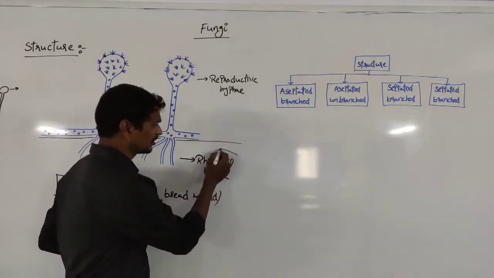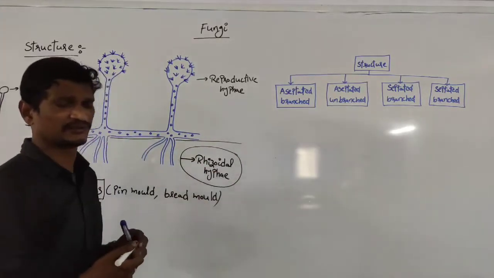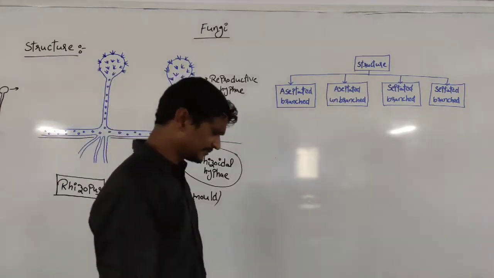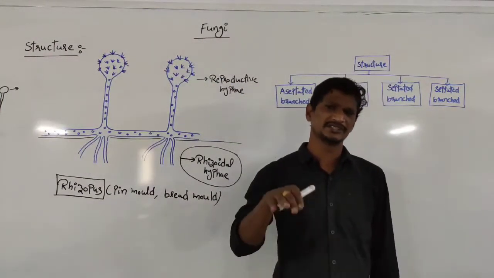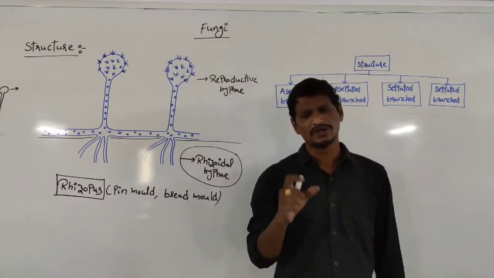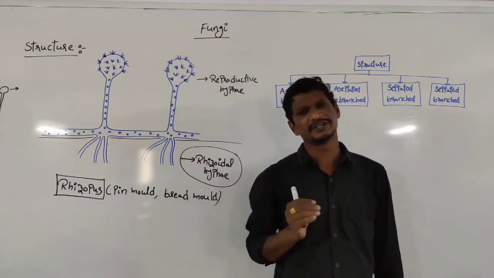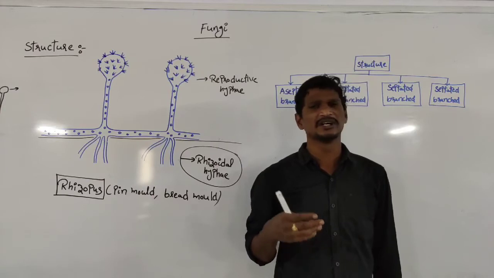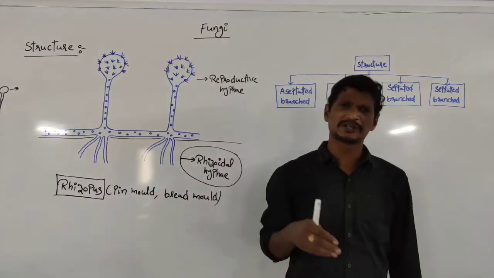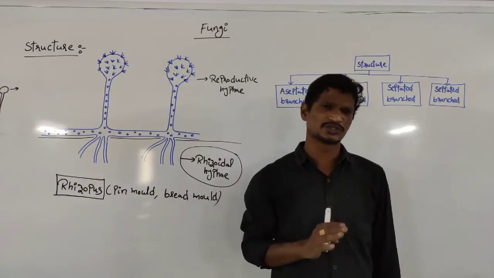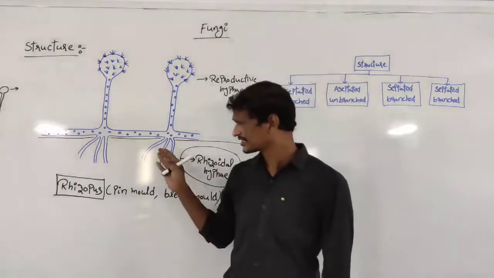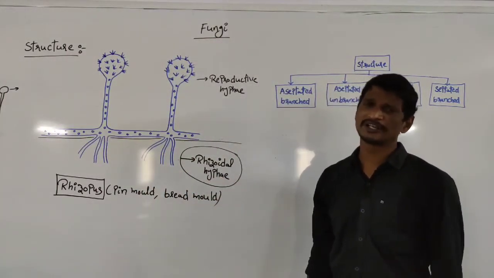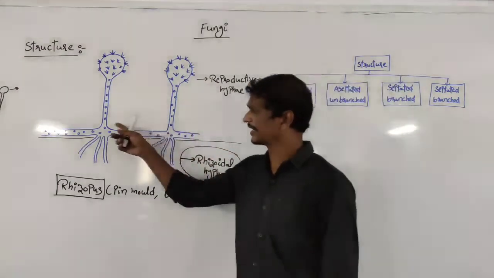That hyphae is called rhizoidal hyphae. Remember, rhizoidal hyphae is one type of hyphae within the fungi which penetrates into the bread, or into decaying parts, or into dead organisms, right? Or it penetrates into the parasitic organism, meaning host cells. Those structures are called rhizoidal hyphae. So what is the use of rhizoidal hyphae? It majorly gives mechanical strength.